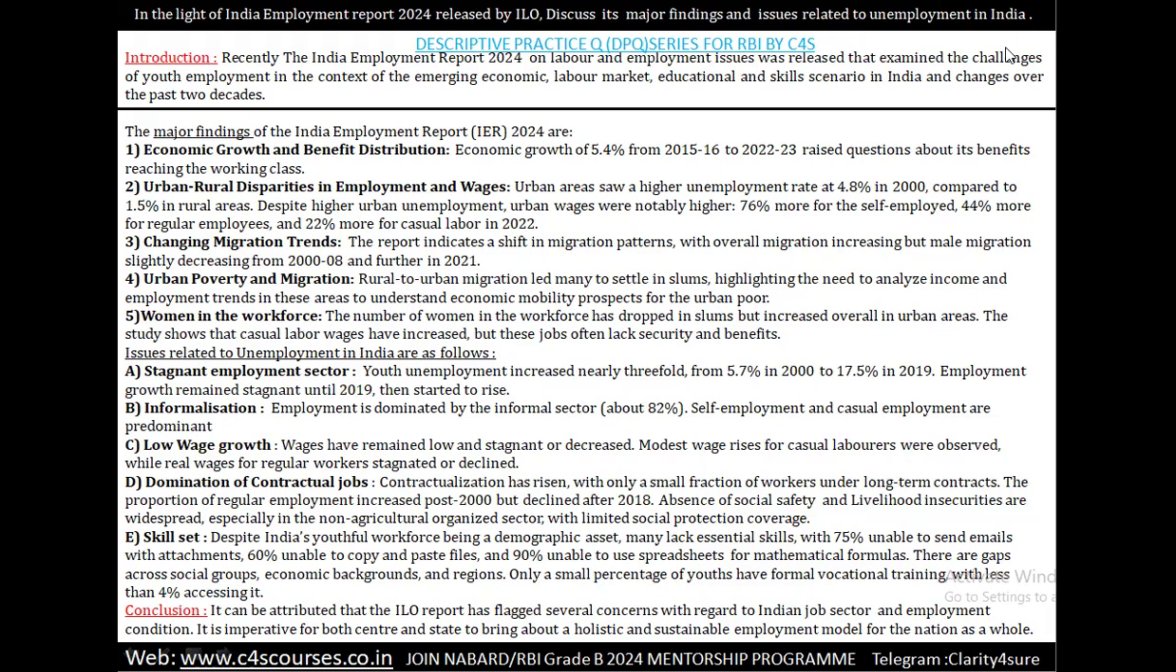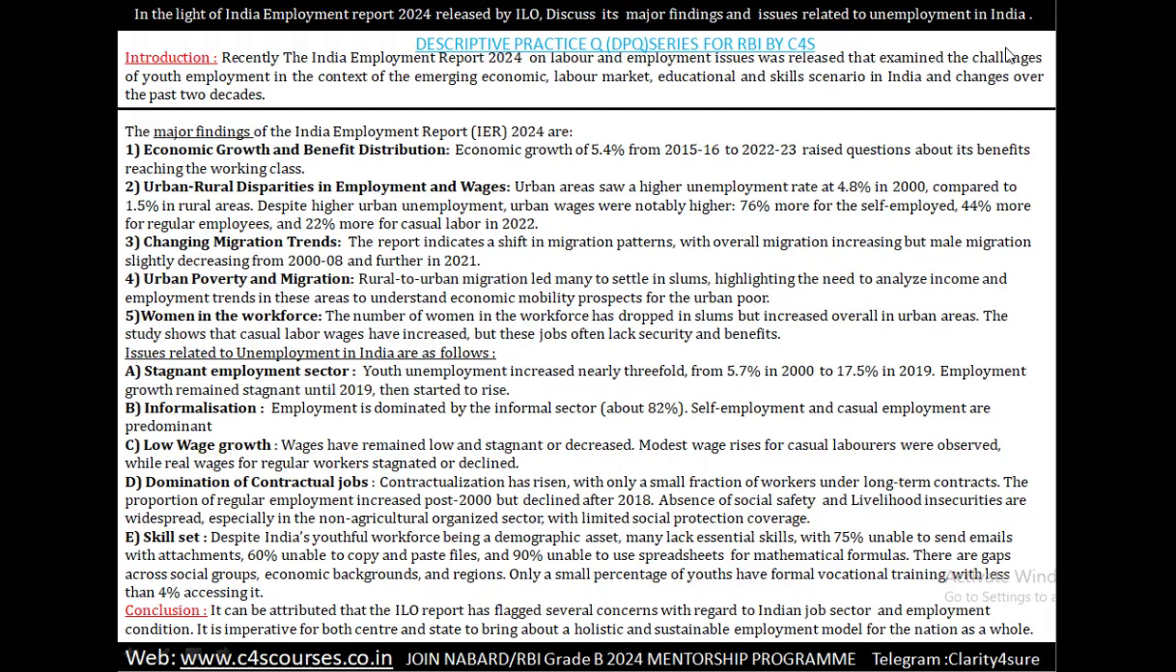The next point talks about urban poverty and migration. As you are all aware, rural to urban migration is higher in India, highlighting the need to analyze income and employment trends in these areas, especially for those who settle in slums. So this is what the fourth point says.